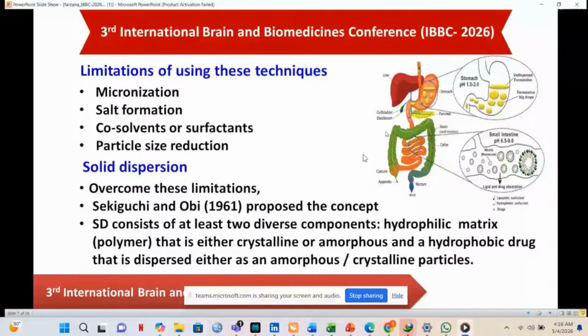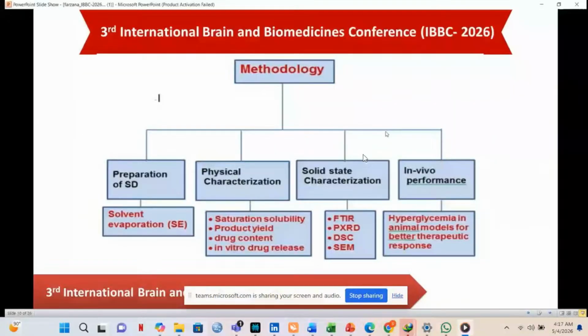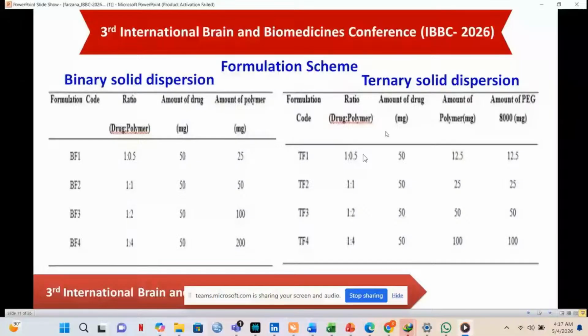So the research will start with the formation of formulations. I have prepared two formulations, binary and ternary. The binary involves the use of one carrier, that is Soluplus, which is a graft copolymer, and the ternary involves the use of Soluplus and PEG, that is polyethylene glycol 8000 grade. In these two formulations, I prepared the co-formulation with the ratios 0.5, 1:1, 1:2, and 1:4. After that, I prepared these formulations by using the solvent evaporation method.